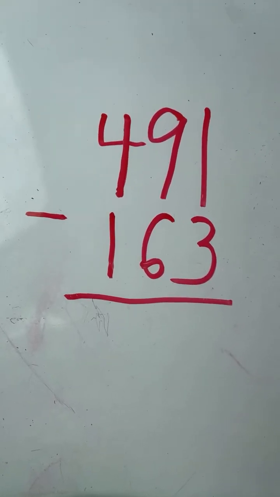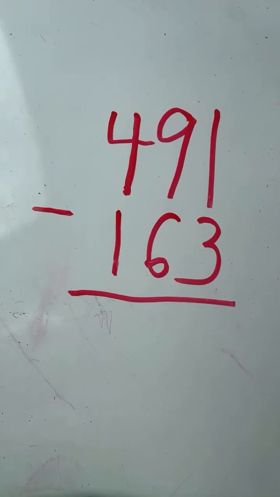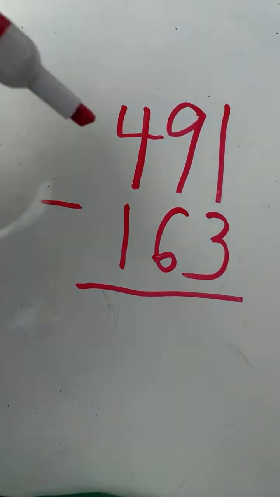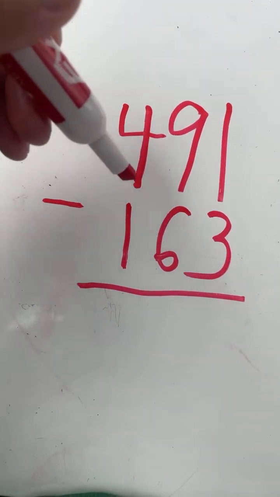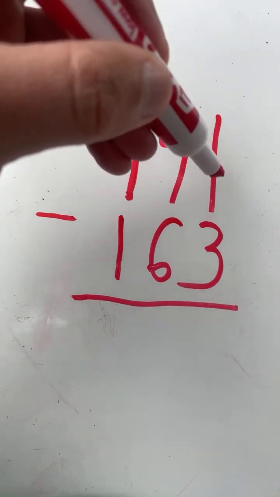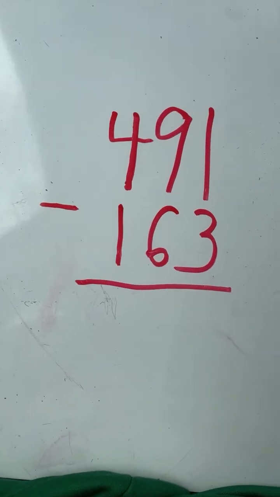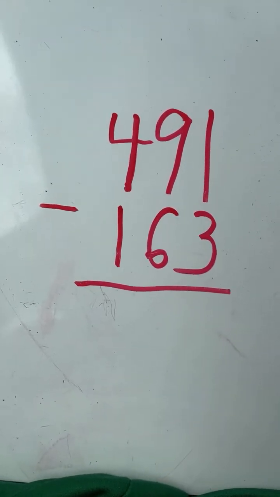And we regroup whenever there is a bottom digit bigger than the top digit. So I always say before you start subtracting, check for that. So 4 is bigger than 1, 9 is bigger than 6, 1 is not bigger than 3. You cannot start out with 1 and take away 3. So we are going to need to regroup in the ones place.